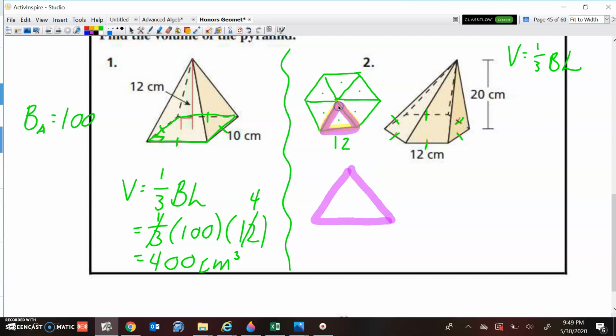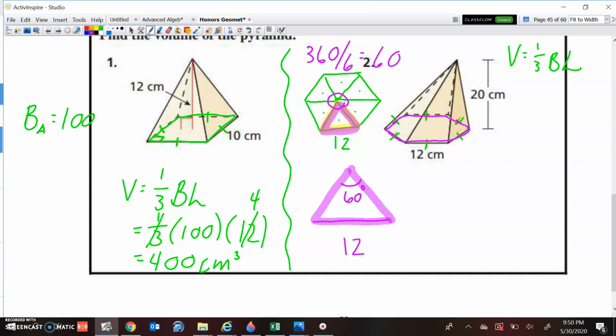So this is what I'm focused on. Let's see what it is that we've been given. First of all, I know that this is 12. This entire bottom along here is 12. We also learned that we take 360 and divide it by how many sides we have. In this case there are 6. So 360 divided by 6 gives me 60. So that means that this angle measure is 60 degrees.